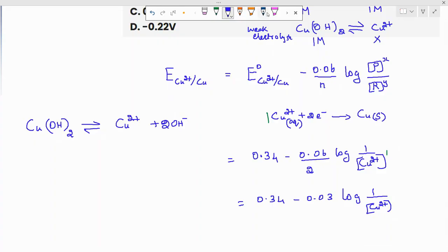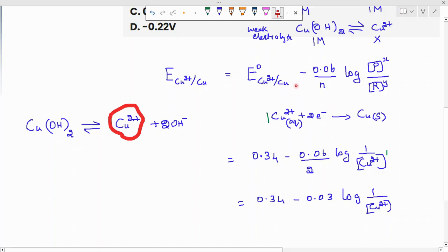So here we need to find out the Cu2+ concentration, but we don't know about that. We know that the solubility product will be 10 to the power minus 19. So when I'm applying the solubility product here, look at this. If the solubility, that is S molar, is getting solubilized, 1 molar solubilized means 1 molar Cu2+ will be formed, and 2 molar OH- will be formed. So if S molar Cu(OH)2 is getting solubilized, the same S molar will be formed here and 2S molar will be formed here.